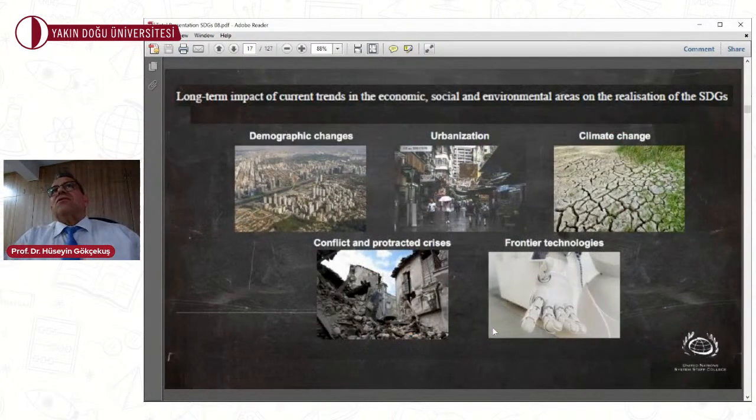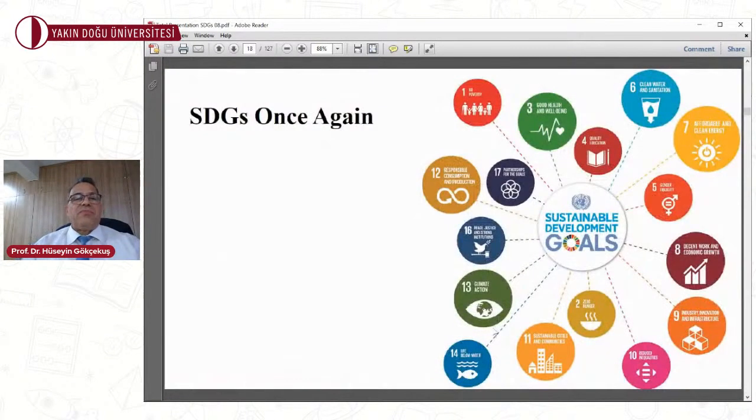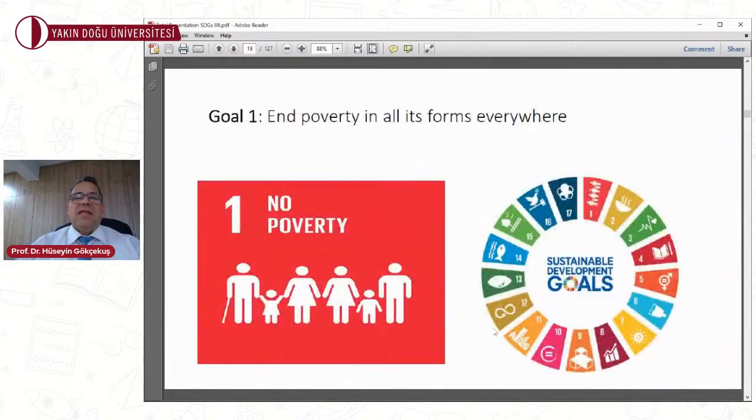Long-term impact of current trends in the economic, social, and environmental areas on the realization of the SDGs: demographic changes, urbanization, climate change, conflict and protracted crisis, and frontier technologies. SDGs, once again, let's say something about each goal.